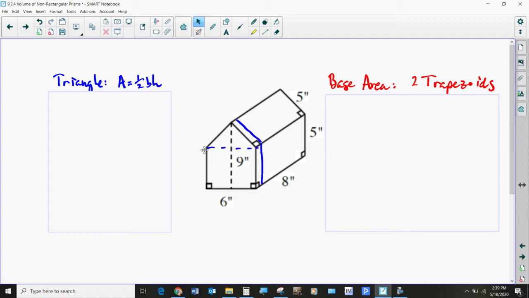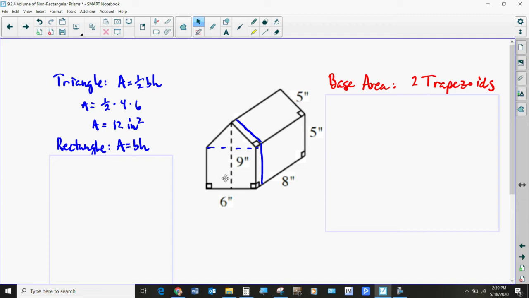So let's start with the triangle part. We know that the distance from here to here is 6 inches, and the height has to be 4 inches since this is 5 and the total is 9. So for our area of a triangle formula, that would be 1/2 times 4 times 6, which tells us that the area of this triangular part alone is going to be 12 square inches. Then you take the rectangle part down here, which is 5 by 6. So that means it has an area of 30 square inches. Put those together, and that's 42 total square inches for the total area of this base.